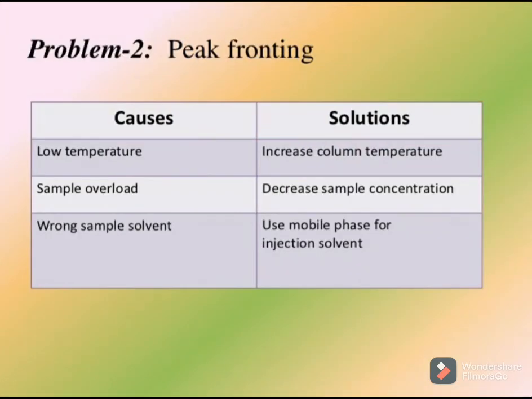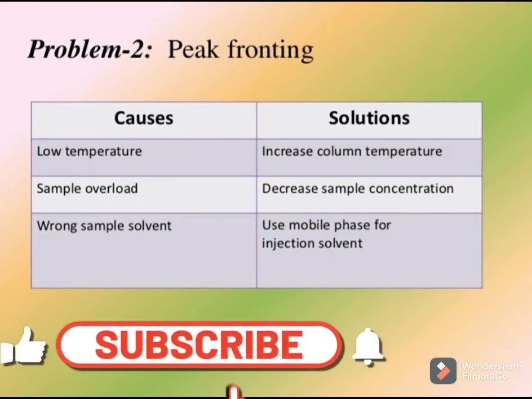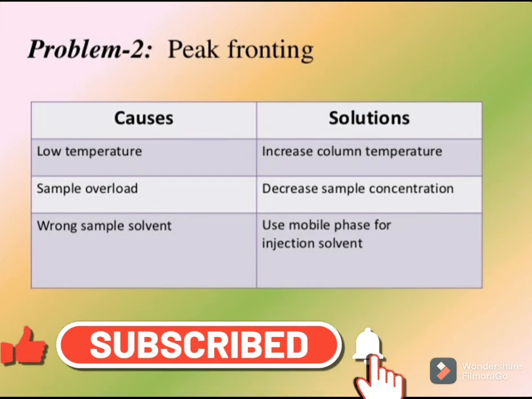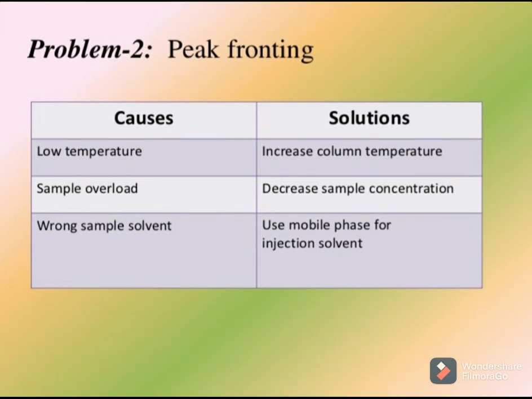Next is peak fronting. What is peak fronting? What is the cause? Low temperature. If your column temperature is low, then increase the column temperature, that is the solution. Sample overload: decrease the sample concentration, that is also a reason peak fronting will come in the peak shape. Wrong sample solvent: use the mobile phase or a compatible injection solvent. These are the main reasons for peak fronting.